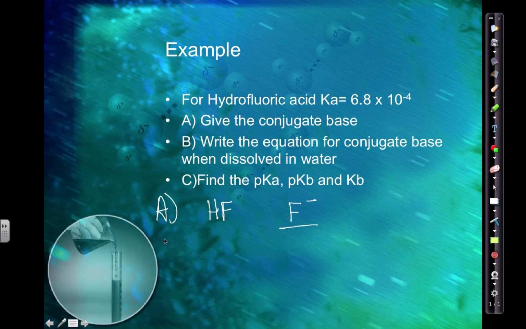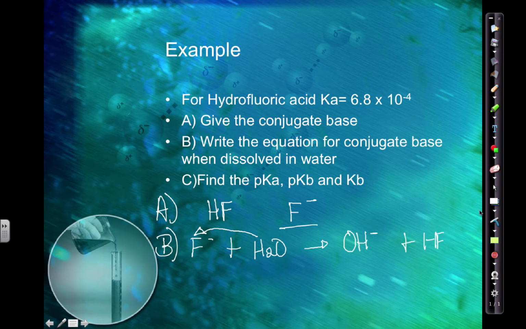All right, so now it says write the equation when you dissolve the conjugate base into water. Well, okay, here's my conjugate base. Here's water. Since it's acting as a base here, it's going to remove a hydrogen, and I will be left with hydroxide. And then its conjugate acid, which is just HF. All right, so now we're going to find the pKa, pKb, and Kb.